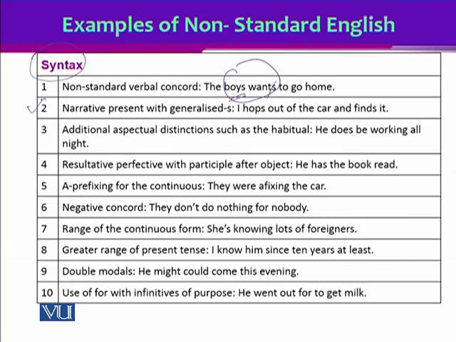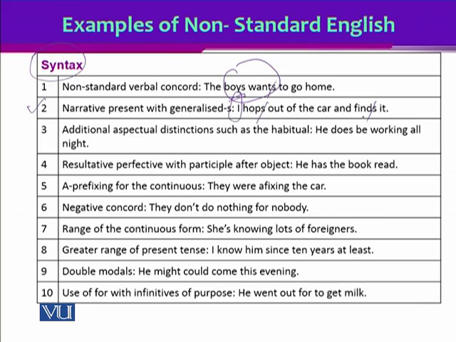Example number 2, narrative present with generalized S. For example, "I hops out of the car and finds it." With the first person pronoun I, this use of S in hops and this use of S in finds show this generalized use of S, where it is used with all the forms. It does not happen, by the way, in standard English.